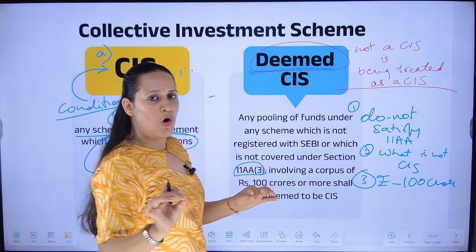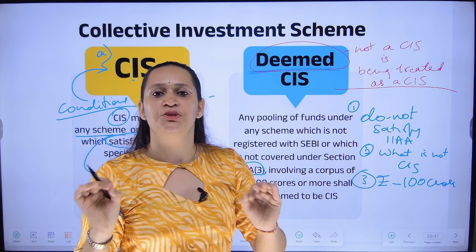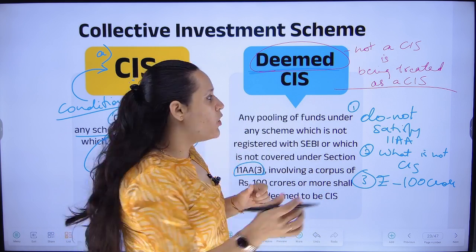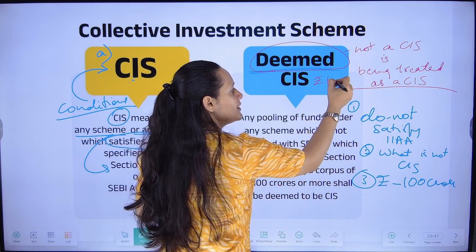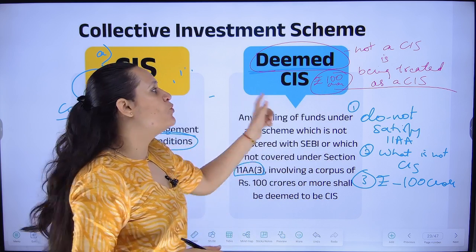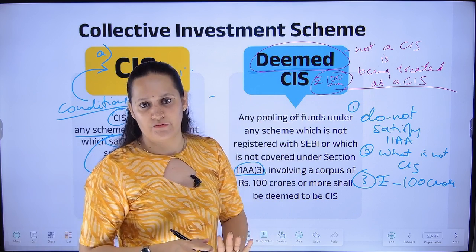By virtue of law, it does not satisfy the conditions of being called a collective investment scheme. But because of the amount involved, that is 100 crore rupees or more, which is huge, we want to treat you as a collective investment scheme.